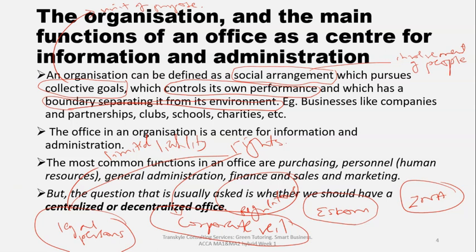So this is why organizations should have control over own performance. If they can't control their performance, they are not organizations. They cease to be organizations. Okay? Then the last part, boundary, separating it from its environment.